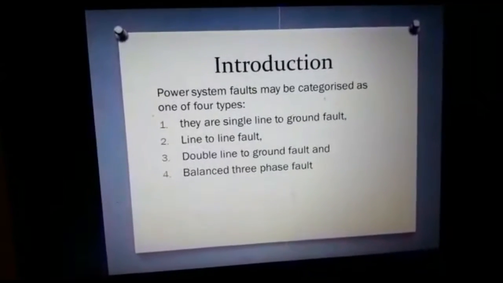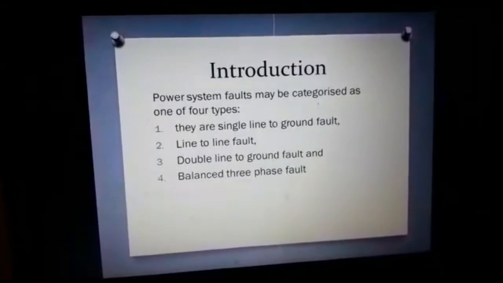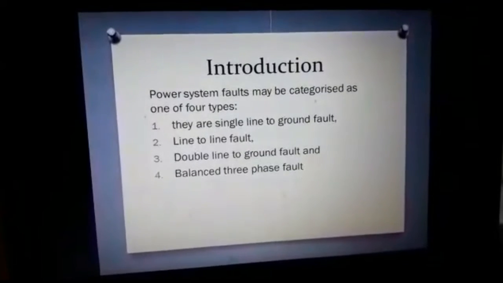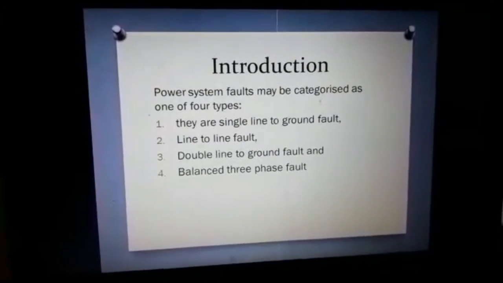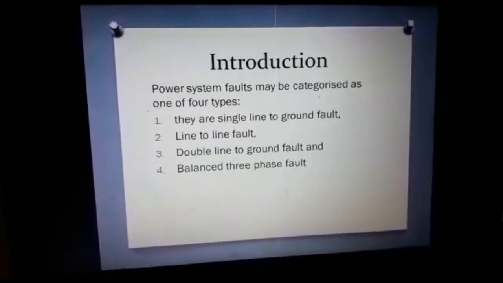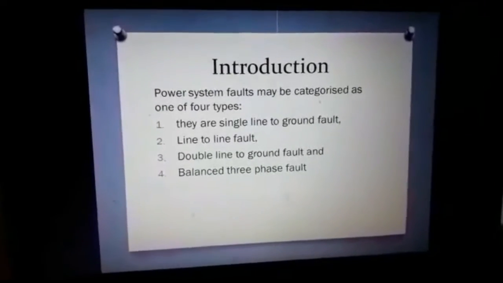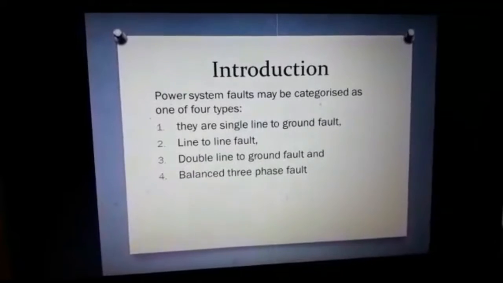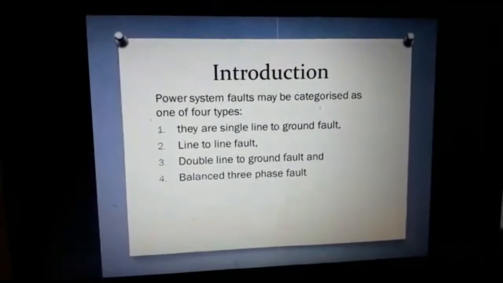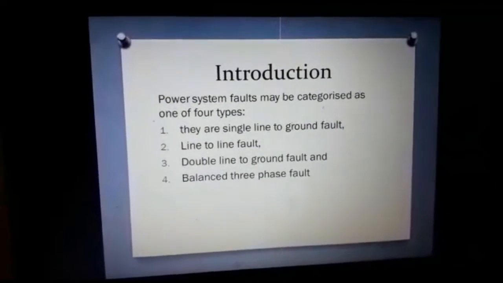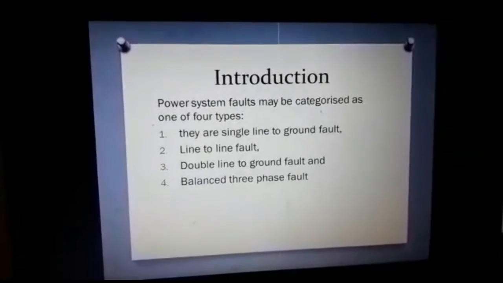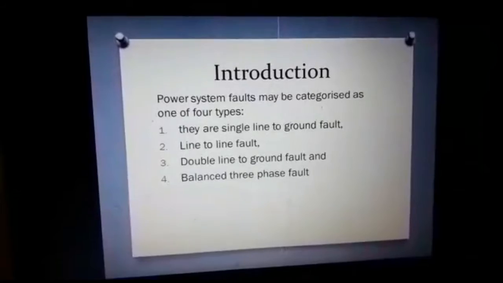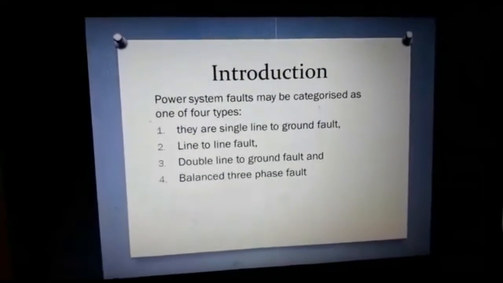The first three types, which are single line to ground fault, line to line fault, and double line to ground fault, constitute several unbalanced operating conditions which involve only one or two phases, hence they are referred to as unsymmetrical faults. The fourth type, the balanced three-phase fault, involves all three phases, and is therefore referred to as a symmetrical or balanced fault.